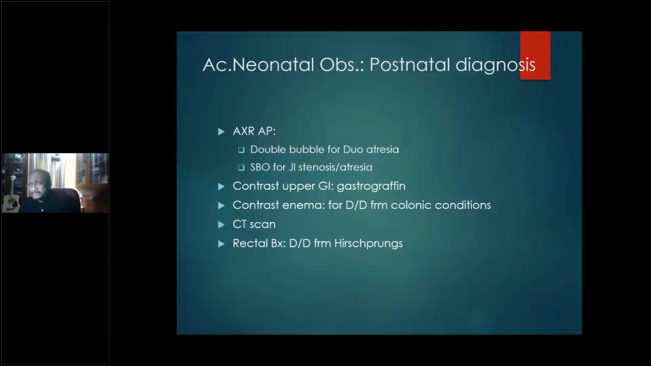The postnatal diagnosis is fairly easy. Prenatal is difficult, postnatal is fairly easy, and you have to take help of number one, a plain X-ray of the abdomen in the AP view. What are you looking for? You're looking for a double bubble sign of duodenal atresia. I'll show you in one of the slides later on.